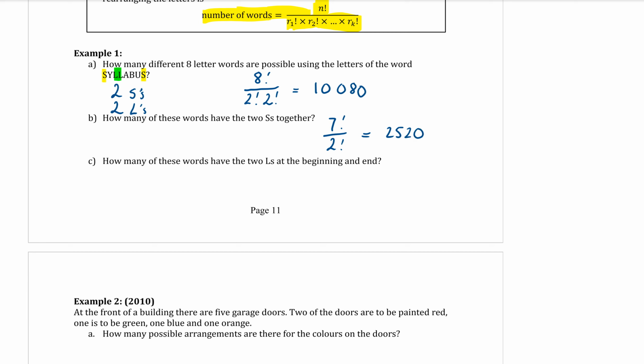And situation number 3 for part C. How many of these words have the 2 L's at the beginning and the end? So we lock the L at the beginning, the L at the end. How many letters are in between that? 6. Good. So there's 6 factorial letters left to arrange. Do we have any repeating letters that we haven't used yet? The S's. So I'm going to have to divide by 2 factorial.